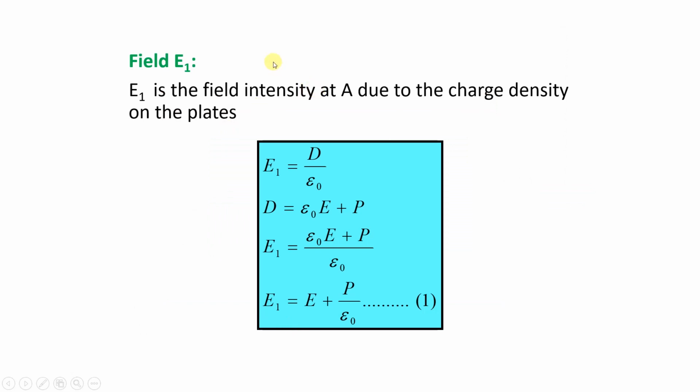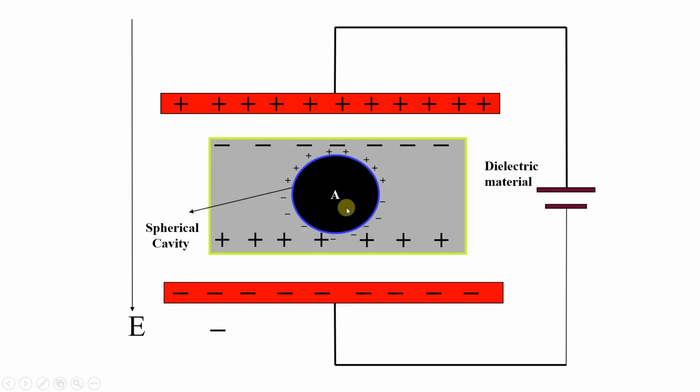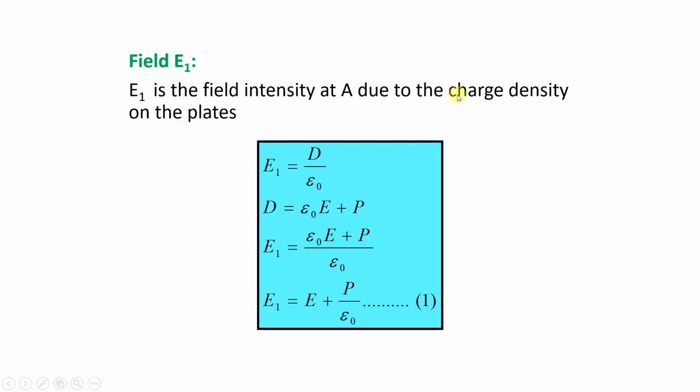Now the internal field is going to be a sum of four components. The first one is due to the free charges, which I have designated as E1. E1 is the field intensity acting at that atom due to the free charges. That is given by this particular expression: E1 is D divided by epsilon naught.